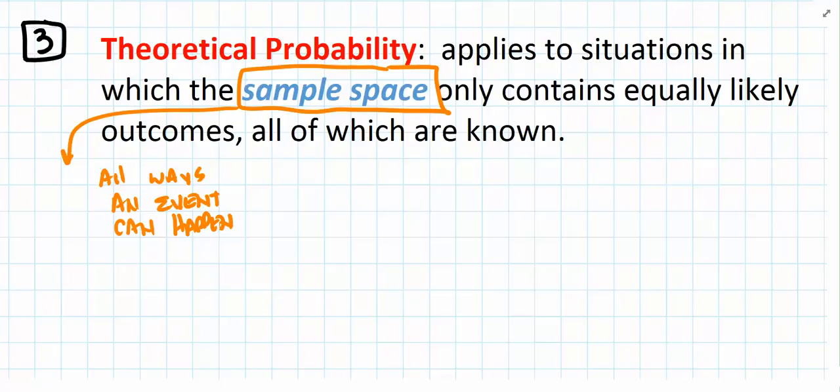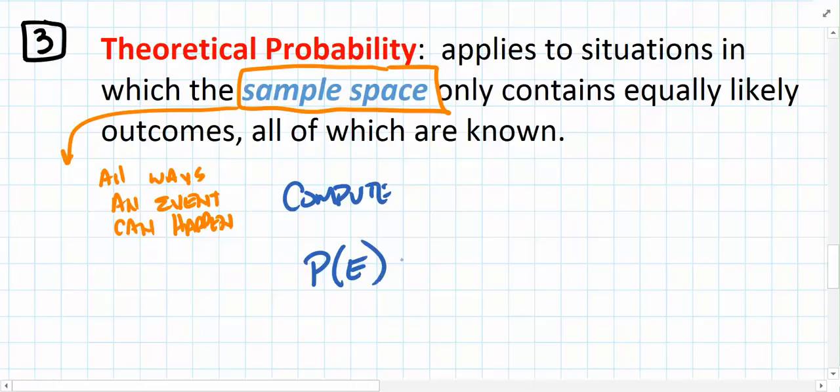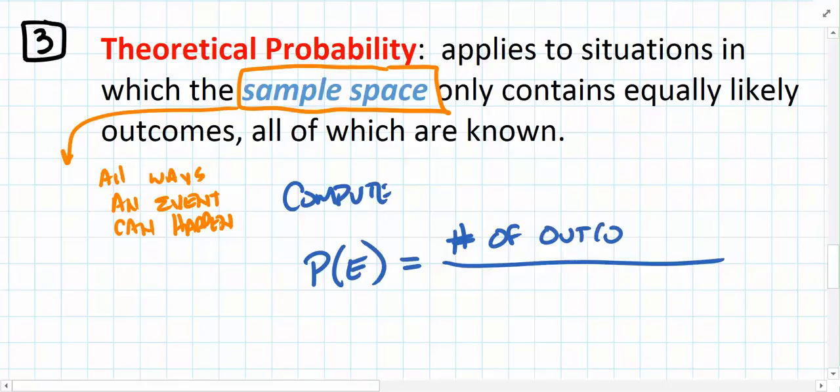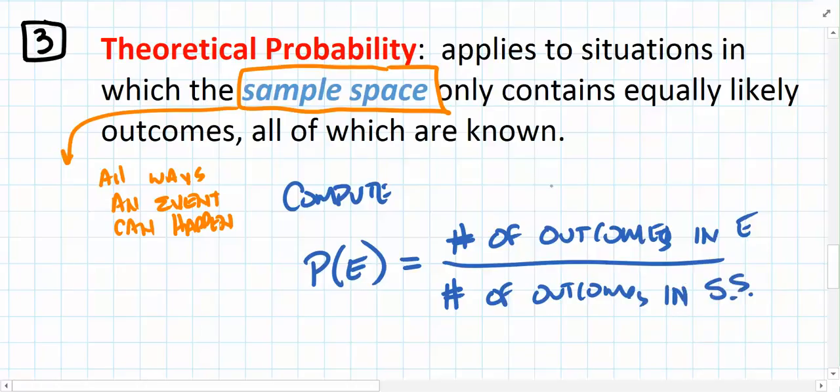All the ways an event can happen. All right, so the way that we compute it is as follows. The probability of my event happening is another fraction bar. It is the number of outcomes in my event divided by the total number of outcomes in the sample space. I'm going to say SS is sample space. So SS is the same thing as my sample space.